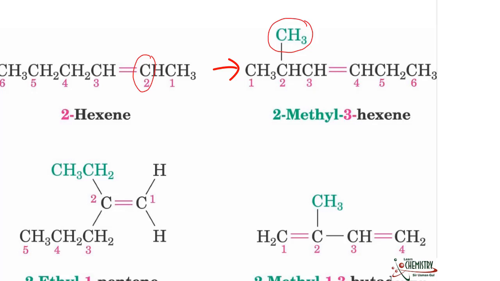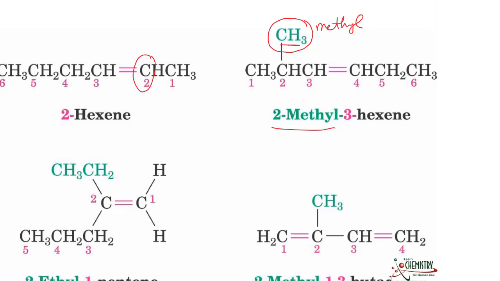Okay, the substituent is methyl. Just remember that the name of this substituent is methyl. Remember that we also call this substituent a branch. So this is methyl, and methyl is attached to carbon number 2. So first I will write the name and the position of the substituent, that is 2-methyl, and continue with that.